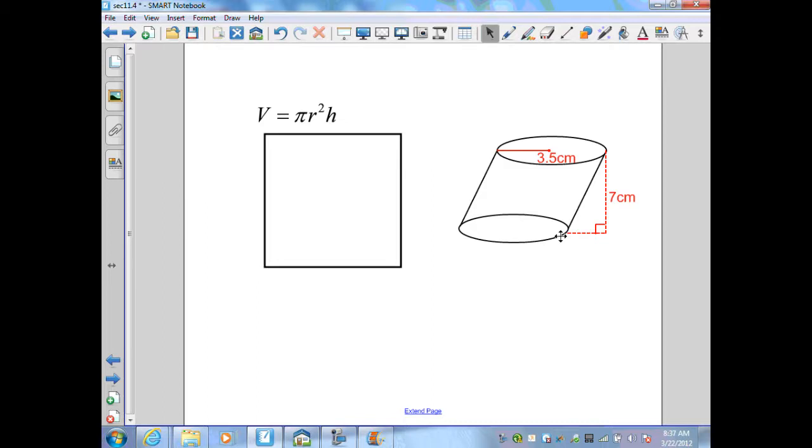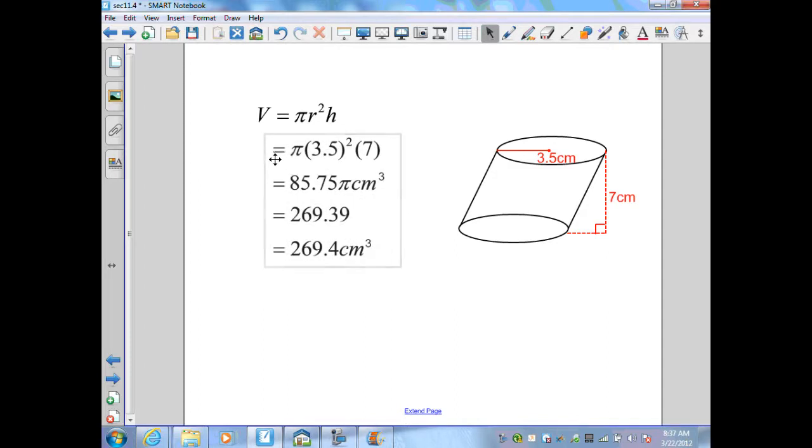That's my height. Therefore, when I substitute in, V equals pi r squared, 3.5 squared times the height to be 7. Again, I want to solve this in terms of pi first. So therefore, I multiply 3.5 squared times 7, 85.75 pi centimeters cubed. Then I substitute into a calculator. I get 269.39, rounding to the nearest tenth, 269.4 centimeters cubed.